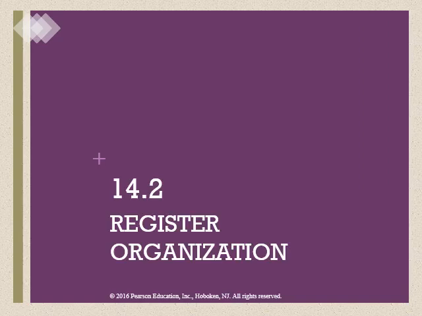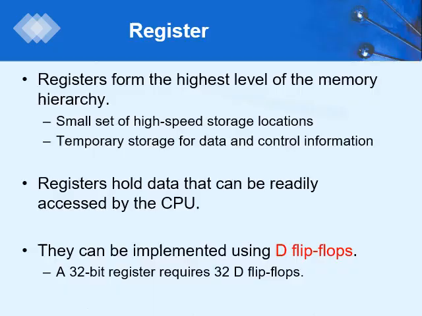Next, we move on to 14.2 register organization. As discussed before, a computer system employs a memory hierarchy. At higher levels of the hierarchy, memory is faster, smaller, and more expensive per bit. So we see a reference to digital logic. So our register can be implemented using D flip-flops.